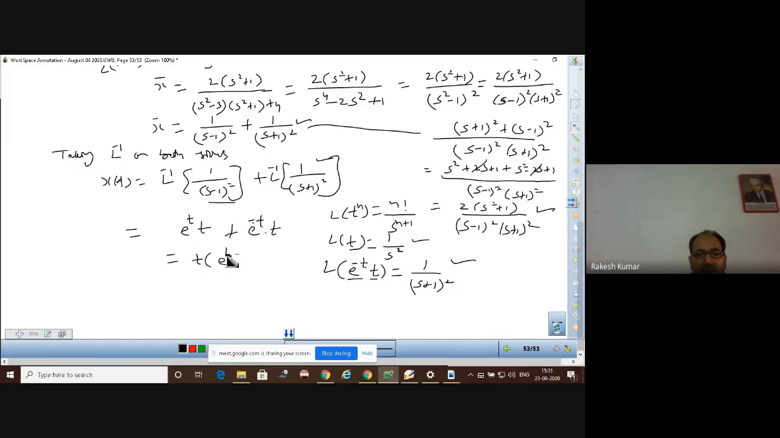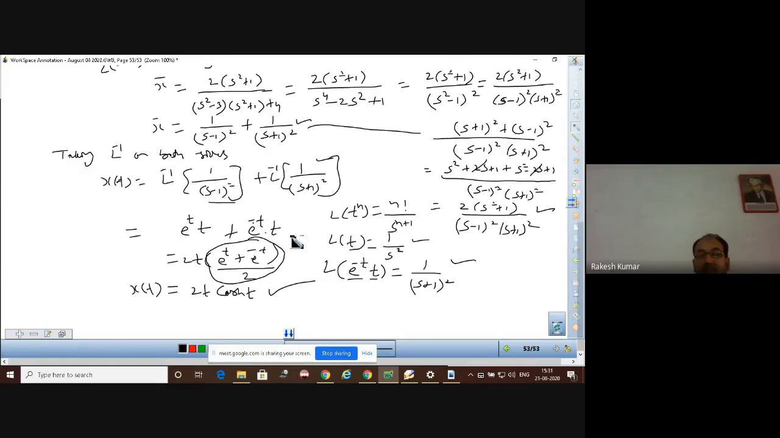T can be taken common, e power t plus e power minus t is there. And we just need to divide it by 2 and multiply by 2 also. And 2t, and this is the formula for cos hyperbolic t. You remember the formula. So what is this? This is the value of x(t). Required value of x(t) is this.